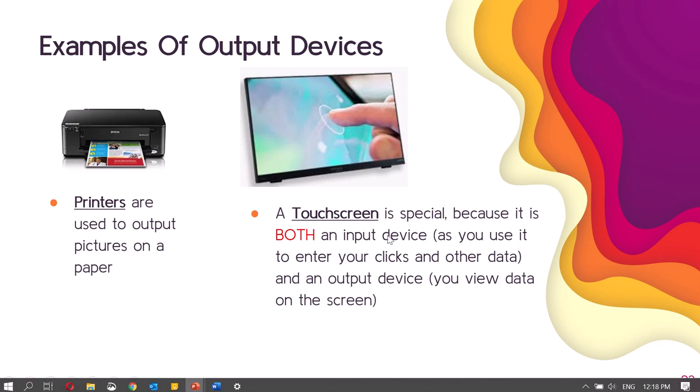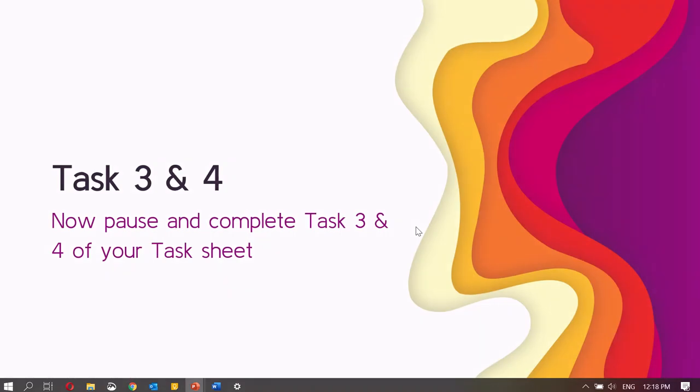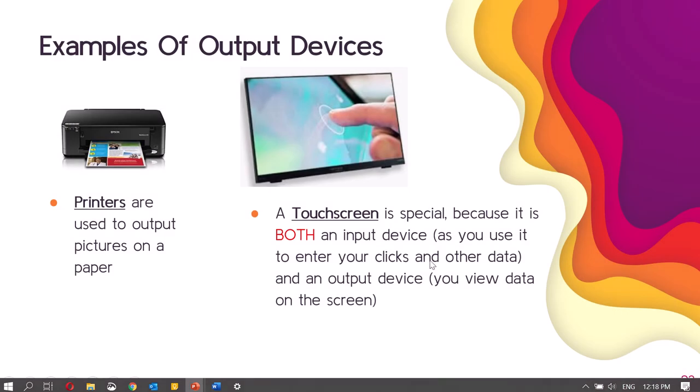What is the input here? That when you touch on the screen, it helps you to enter your clicks and other data into the computer. And how is it an output? Because it works like a monitor. You are displaying or viewing the data on the screen. So the best example for a device that is both input and output is a touchscreen.